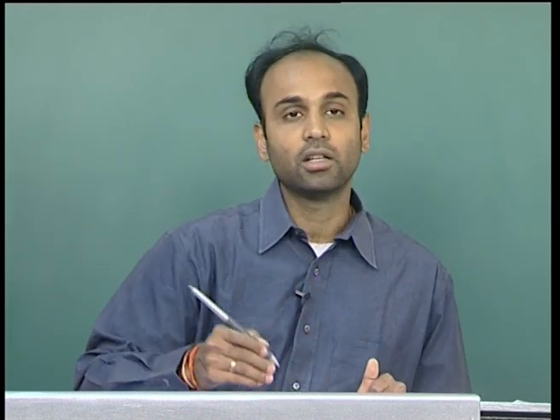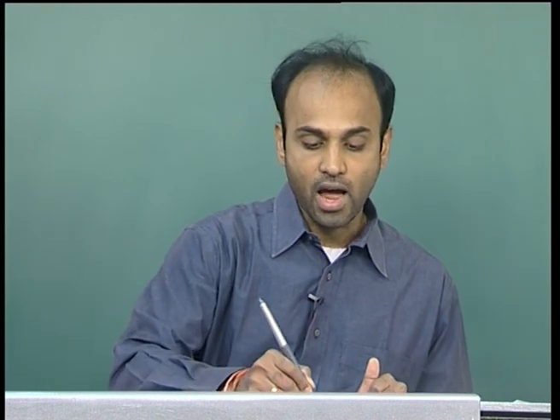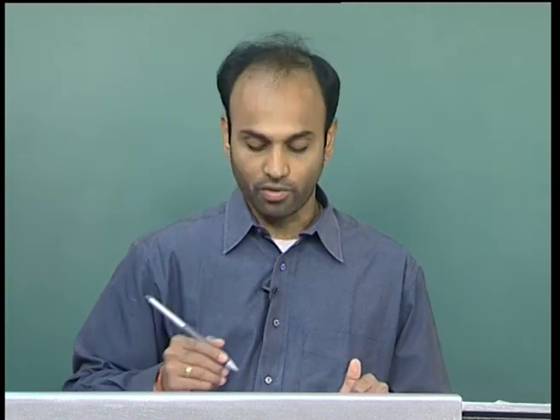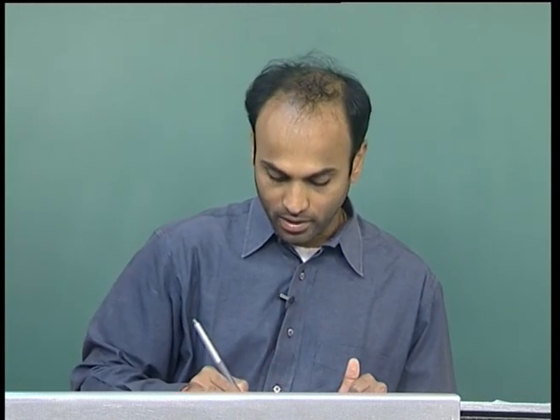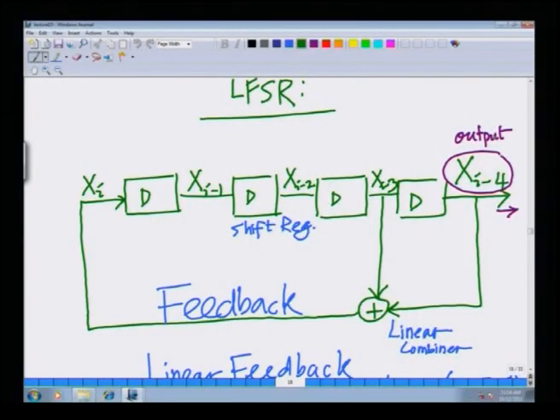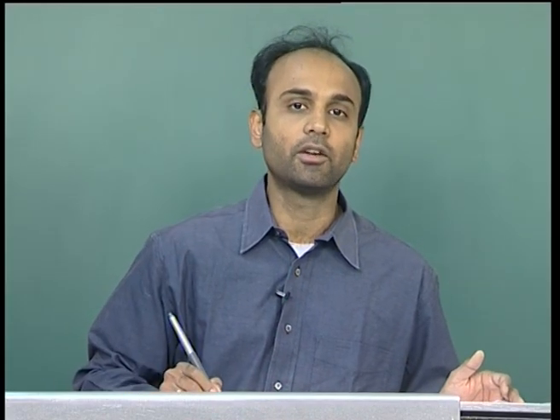So, let us start this lecture by going through the different states and the different outputs of the linear feedback shift register. But before I do that, let me again illustrate that in this LFSR, the output is xi minus 4. So, xi minus 4 is the output of this linear feedback shift register. With that, let us discuss the output and the behavior of this linear feedback shift register.